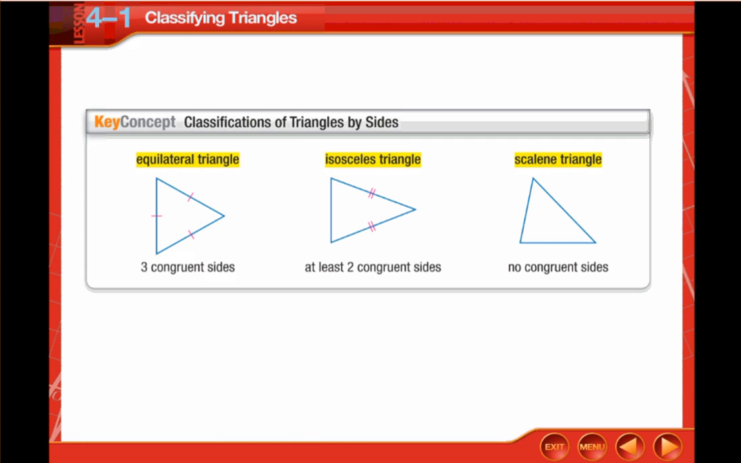Okay, now we're going to look at a different way to classify triangles, and this is going to be based upon the lengths of their sides. We're going to have three words here that we're going to use. We're going to classify triangles as either, let's start over here on the right-hand side, a scalene triangle.